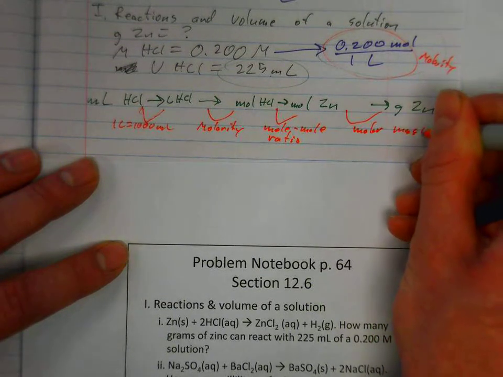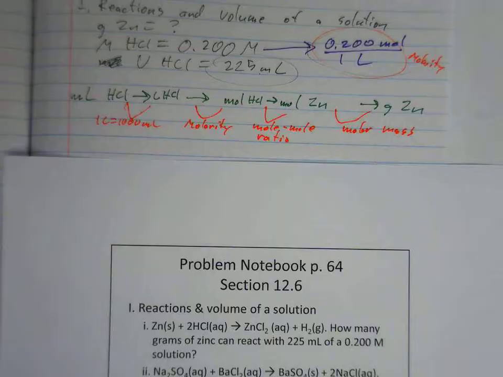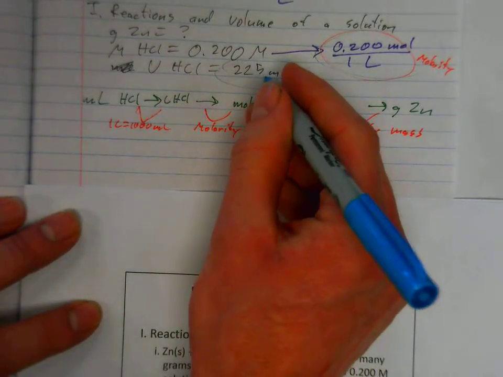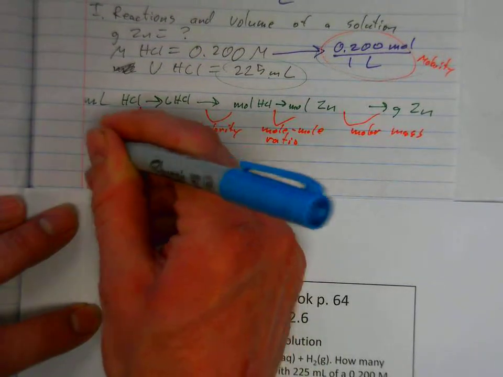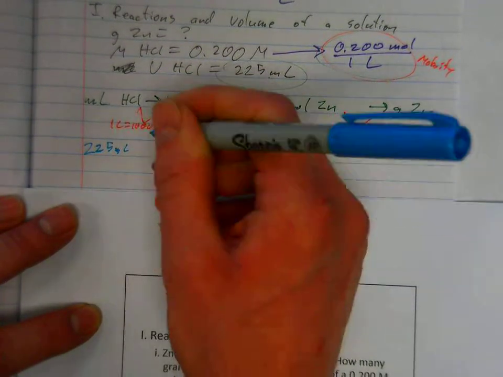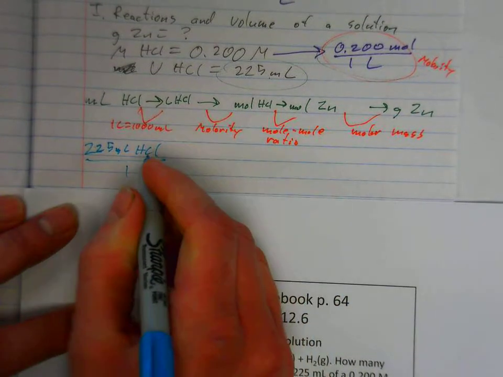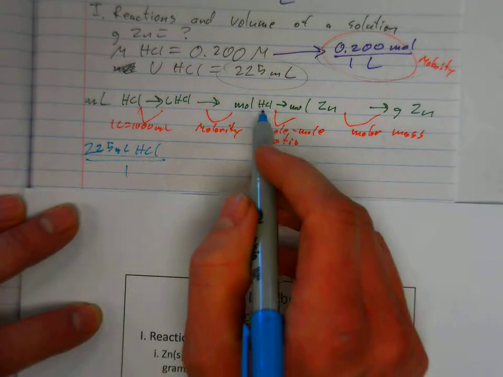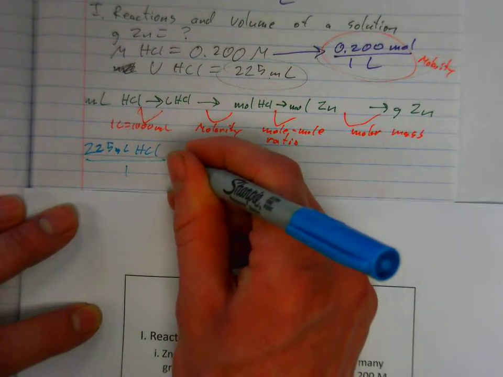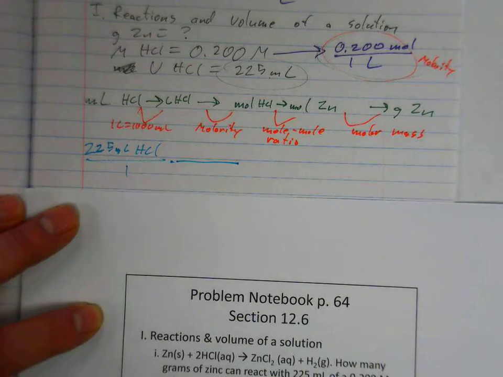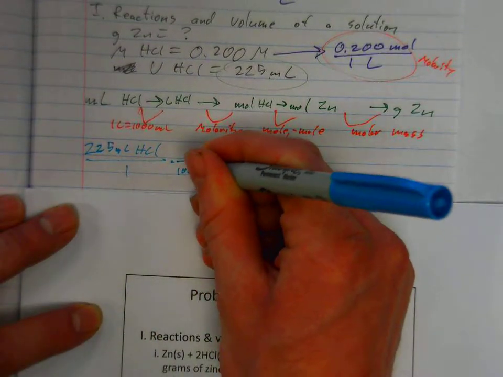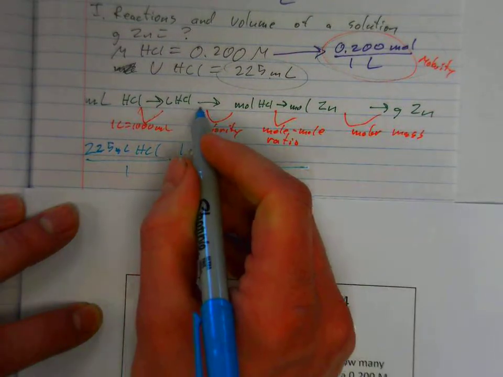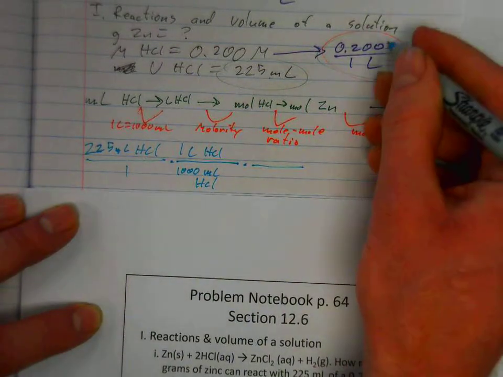So let's start our problem off with the given value of milliliters of HCl. So we have 225 milliliters of HCl. And you've got to say what it is when you do these problems. It's HCl. That's important to keep track of because we're going to switch from one compound to another in this step. So next is convert to liters. For every 1,000 milliliters of HCl, there's 1 liter of HCl. The next step is to convert to moles using the molarity. So use this as a conversion factor. For every 1 liter of HCl, there is 0.200 moles of HCl.